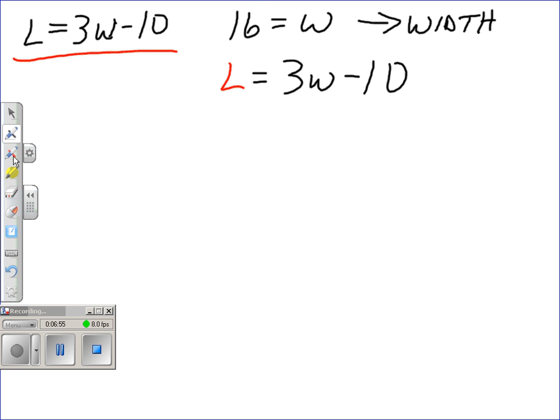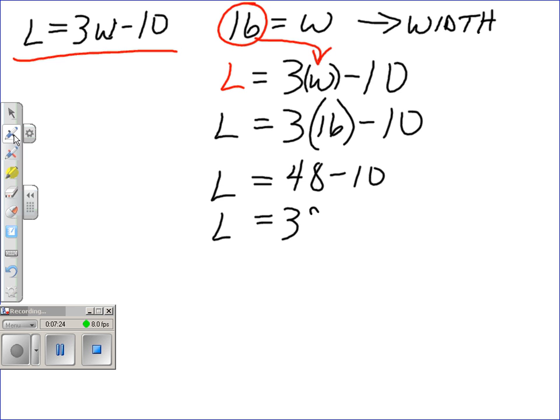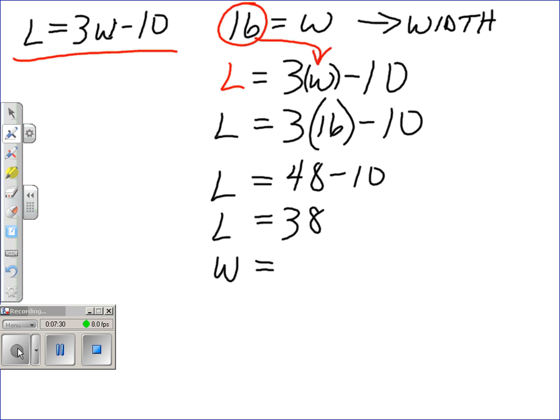Now we just came up with w must be 16. So I'm going to take out that w and put in that 16 so that I can figure out what the length is. So the length must be 3 times 16. I took out the w and put in 16. Remember to use parentheses. So anytime you take out a letter and put in a number, use parentheses. Minus 10, and then we do the math. Length equals 48, take away 10. So length must be 38. I bring down my width. Width was 16. And there's our answer.